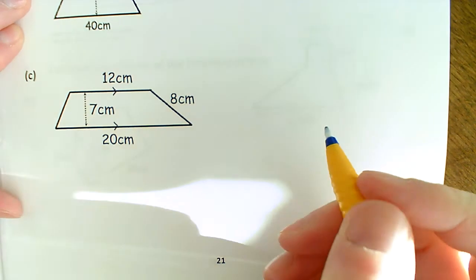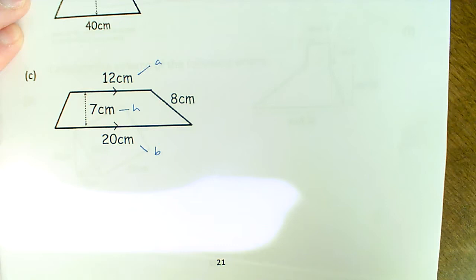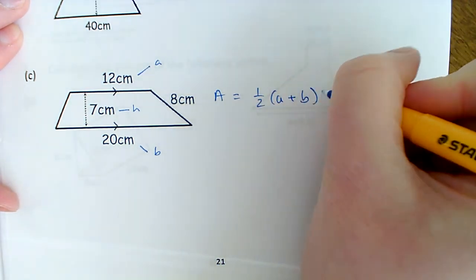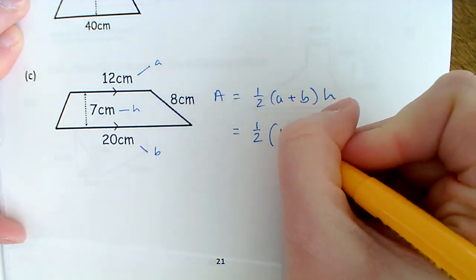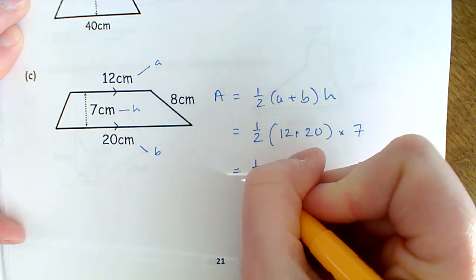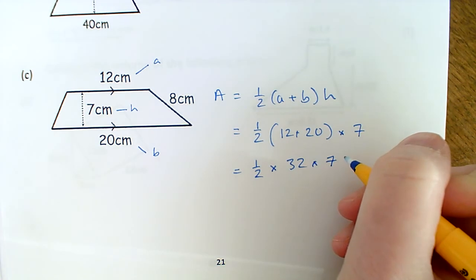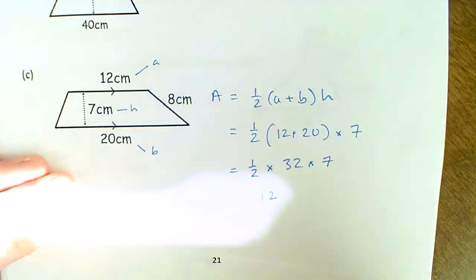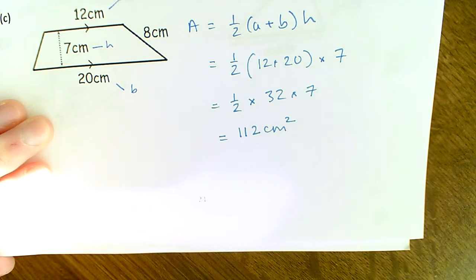Then this is a trapezium then. So this is your A and B, the parallel sides, and your height is the difference between them. So putting that into our formula, it's a half upon 12 plus 20 times 7, so that's a half times 32 times 7, and we get that that's 112, and our units are going to be centimetres squared.